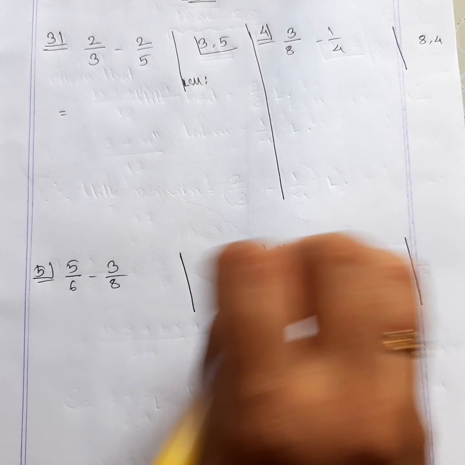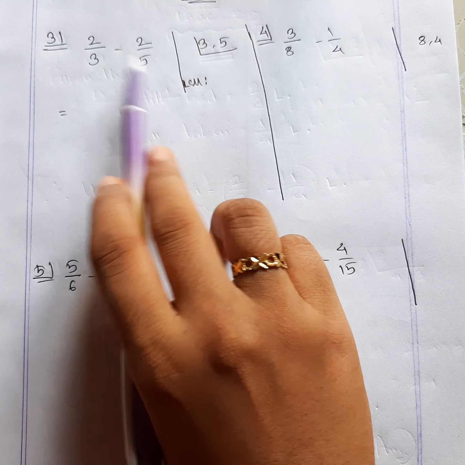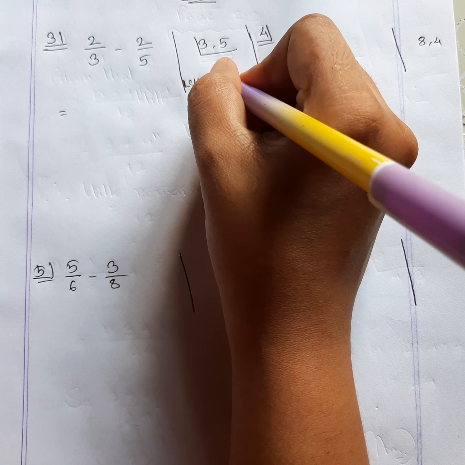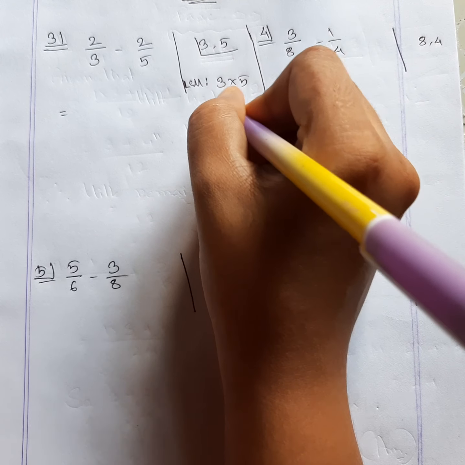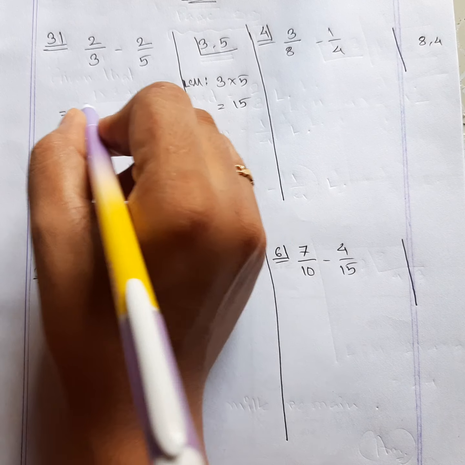So what we are going to do first, we are going to find out the LCM of the denominators 3 and 5. For 3 and 5, we cannot do any division, so we are just going to multiply them. The LCM will be 15. You can see the LCM is 15.